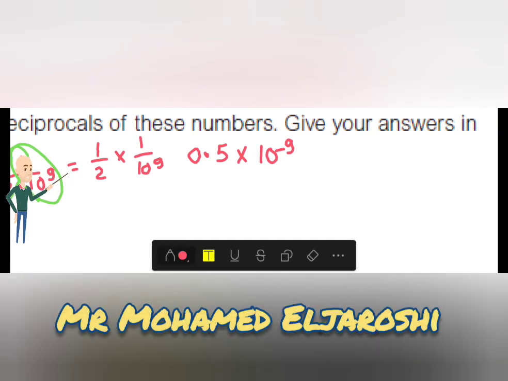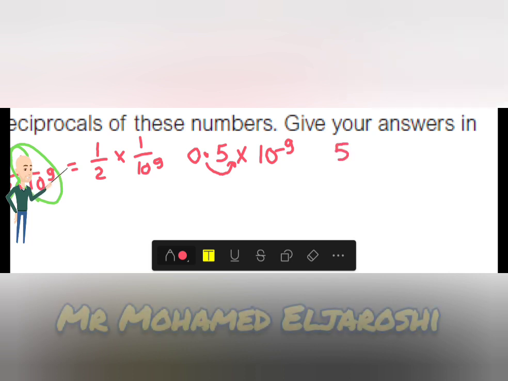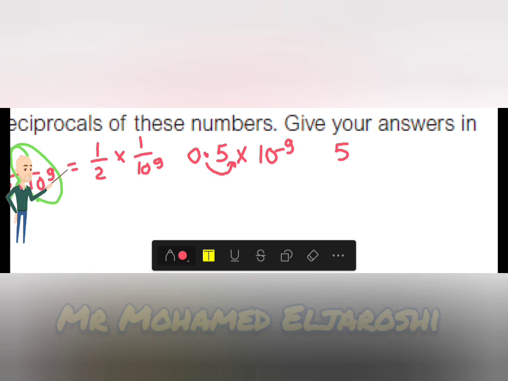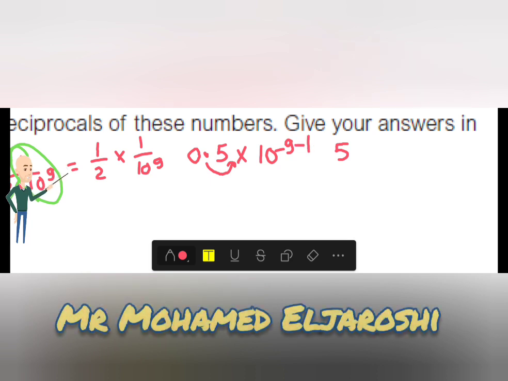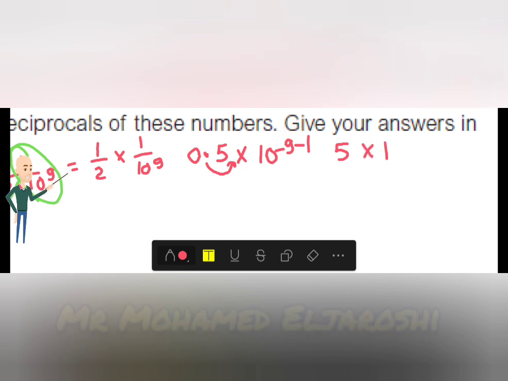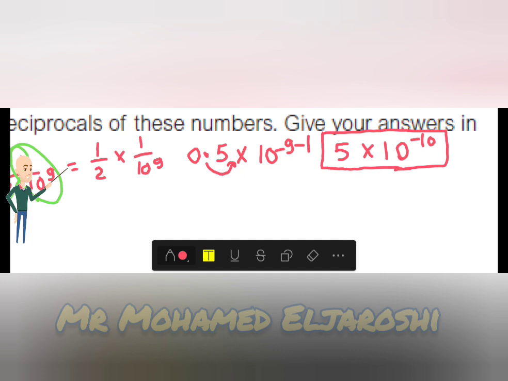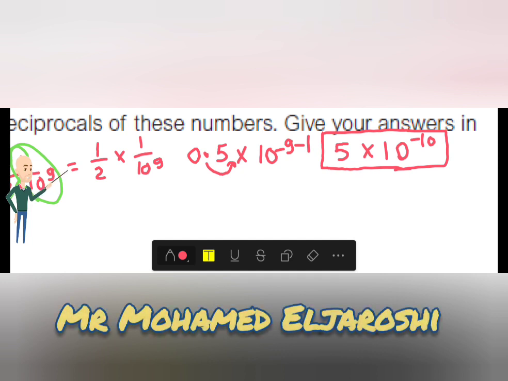To move the decimal point, we're going to move it this way. So it's going to be 5. And then because we moved to the negative side, we're going to put negative 1 next to the power. So it's going to be negative 9, negative 1, like this. And negative 9 minus 1 equals negative 10. So times 10 to the power of negative 10. Let me write it like this. And this is the answer for the reciprocal in standard form.